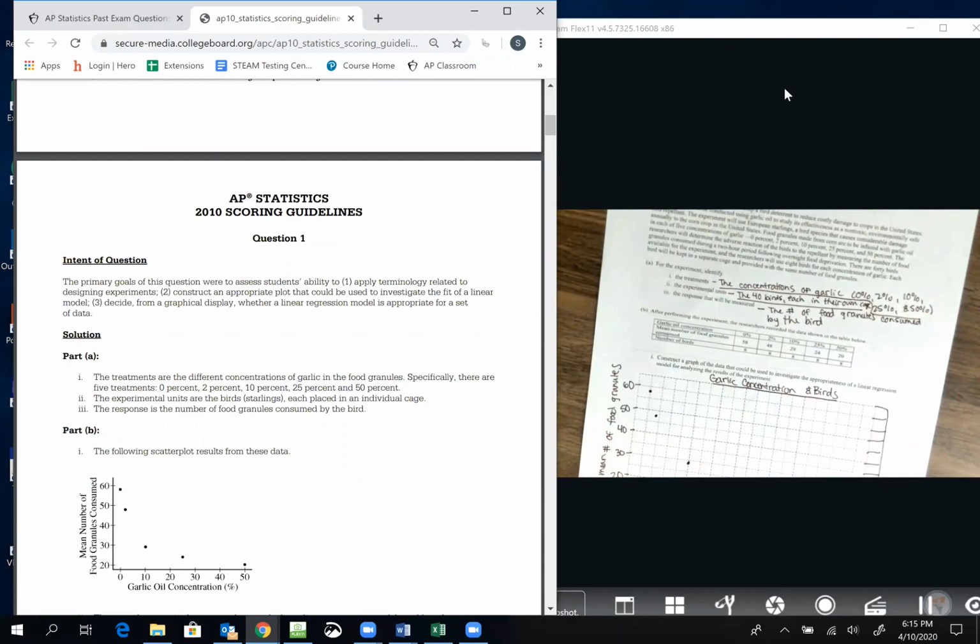So this one is from the 2010 AP exam. Google 2010 scoring guidelines question 1. If you want to read this one on your own in more detail.